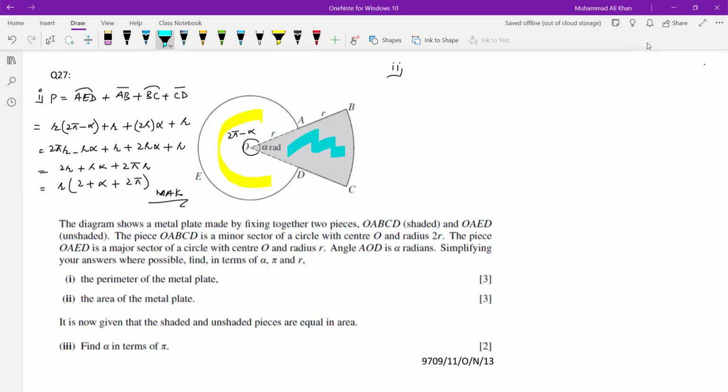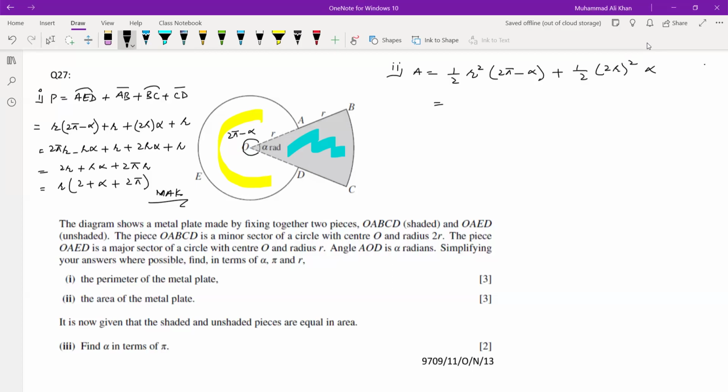The yellow thing is a sector, a big sector, right? How to calculate the area of a sector? It will be half r squared theta, and the theta is 2 pi minus alpha, plus half r squared, and the radius is 2r, theta is alpha, right?